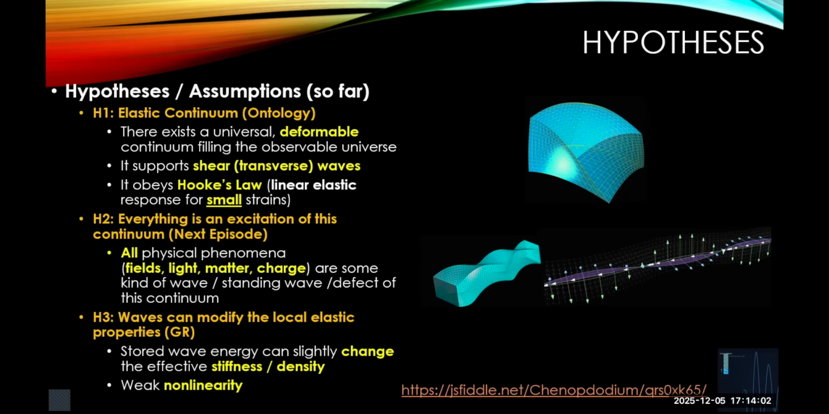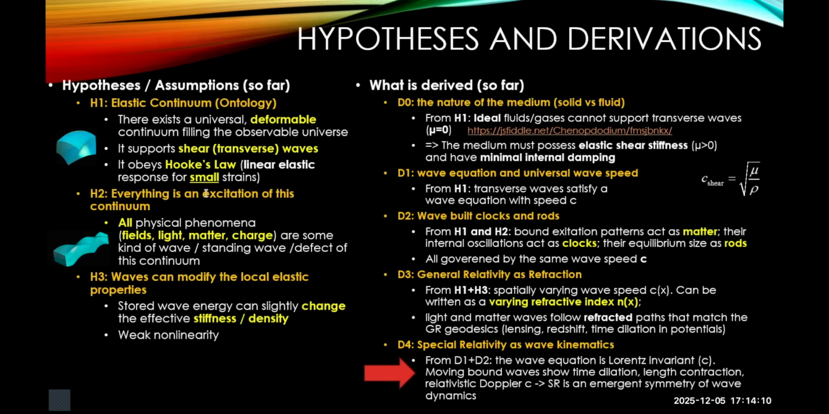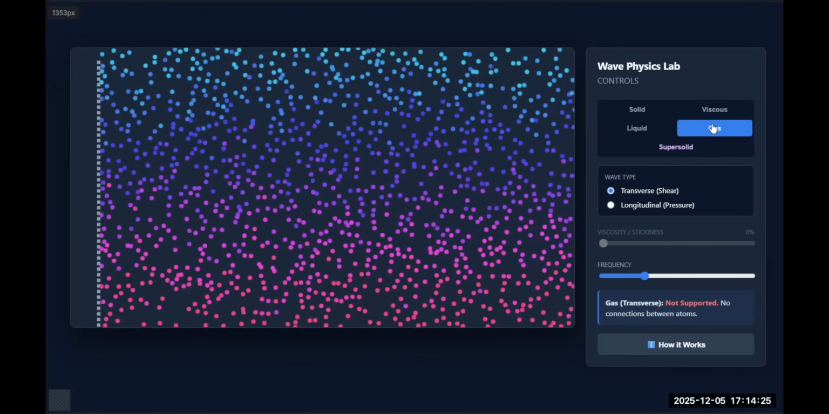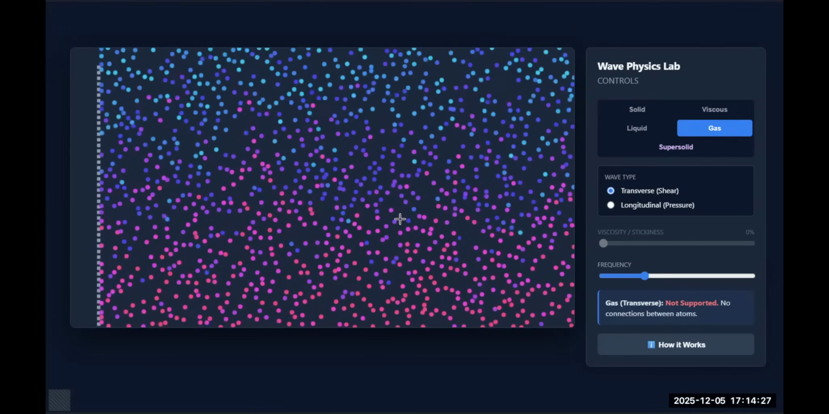Another thing is, now we have these few hypotheses. What can we derive from them, just from these very simple ones? What we have derived so far is something about the nature of that medium. From these hypotheses, we can say it's got to support transverse waves, right? So here's a small demo. This one shows just gas. So could it be a gas?